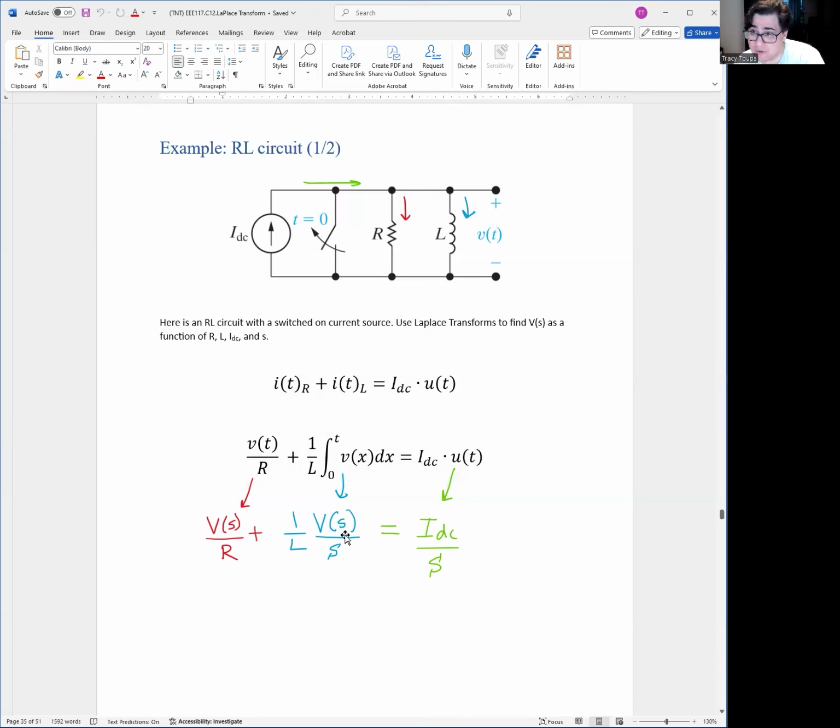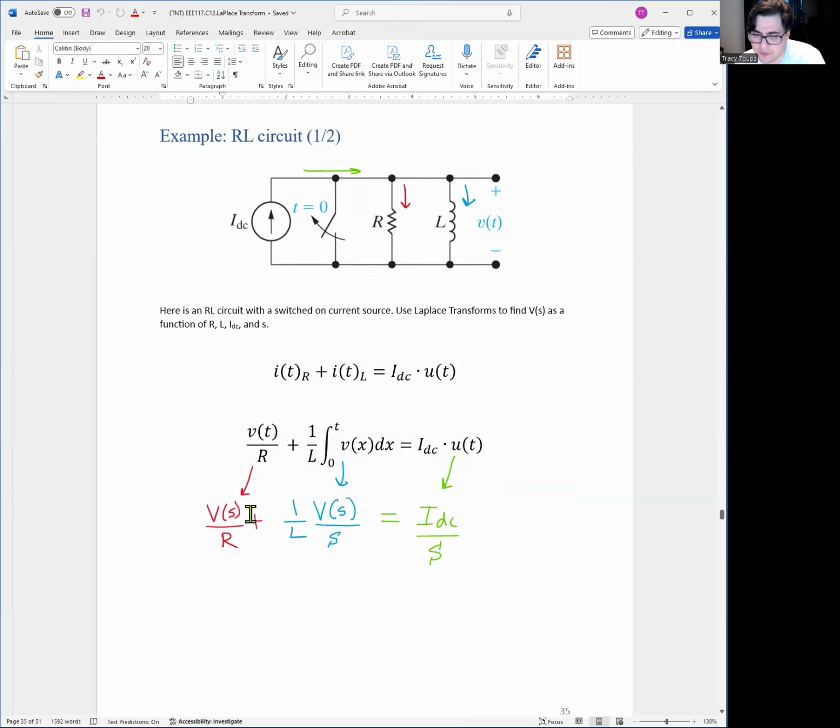This is just algebra, right? I want to find V of S. That's my answer. I know R, I know L, I know IDC. Those are part of the circuit. This is a pretty simple algebra equation to find V of S. You literally just put V of S on one side.